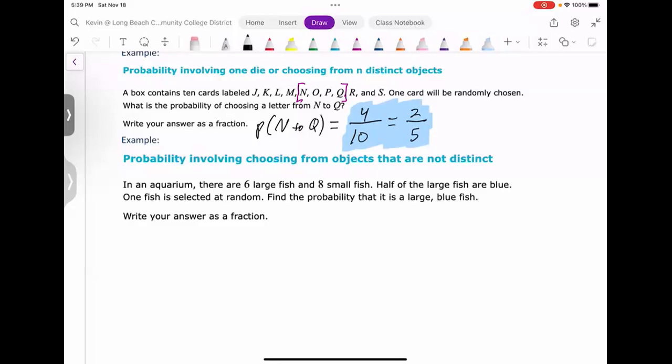All right. In an aquarium, there are 6 large fish and 8 small fish. Half of the large fish are blue. One fish is selected at random. Find the probability that it is a large blue fish.